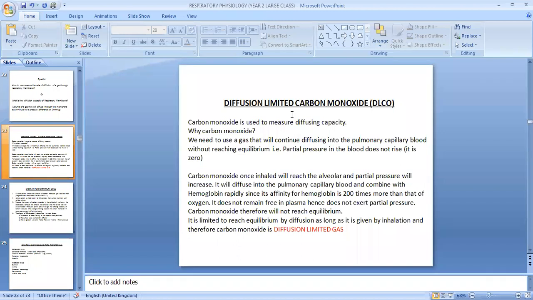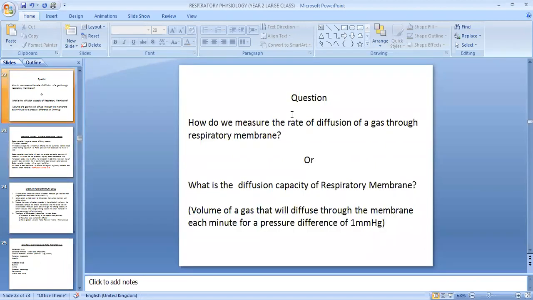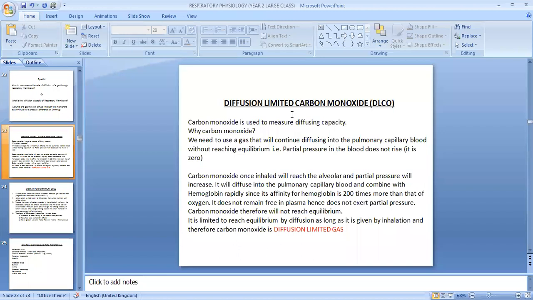But a poisonous gas is not poisonous until you give a certain amount. A very small amount cannot kill you, but you use it medically to determine the diffusion rate through the membrane. This is a story I've given here to make it easier for you to understand. Carbon monoxide is used to measure diffusion capacity. Carbon monoxide, not oxygen, not nitrogen, not carbon dioxide. Why carbon monoxide? We need to use a gas that will continue diffusing into the pulmonary capillary blood without reaching equilibrium. That is, the partial pressure in the blood does not rise, it is zero.